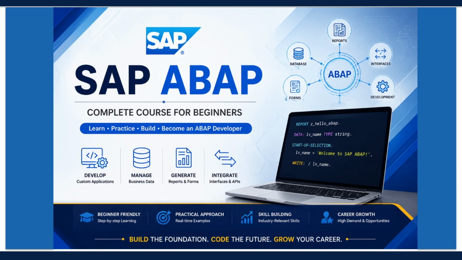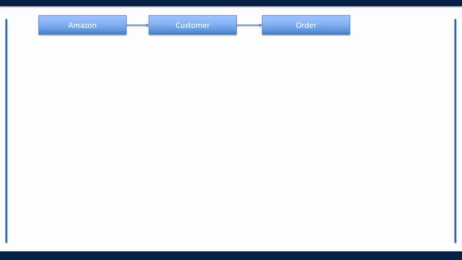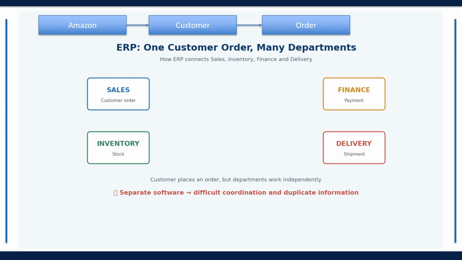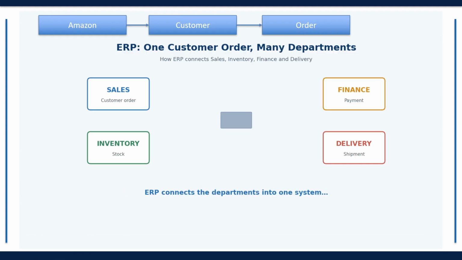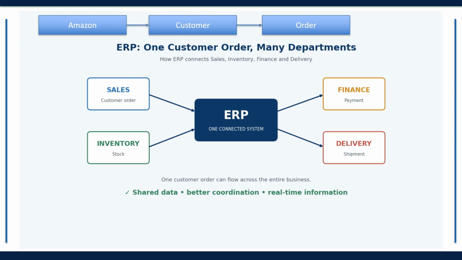Let us consider an example. Imagine you are working at a company like Amazon. When a customer places an order, many departments work together, like sales, inventory, finance, and delivery. Without an ERP, they use different software, making coordination difficult. ERP solves this by connecting all departments in one system. That is called ERP, Enterprise Resource Planning.